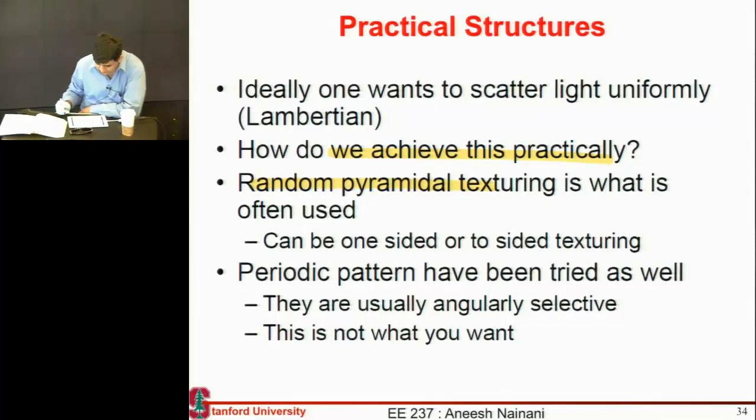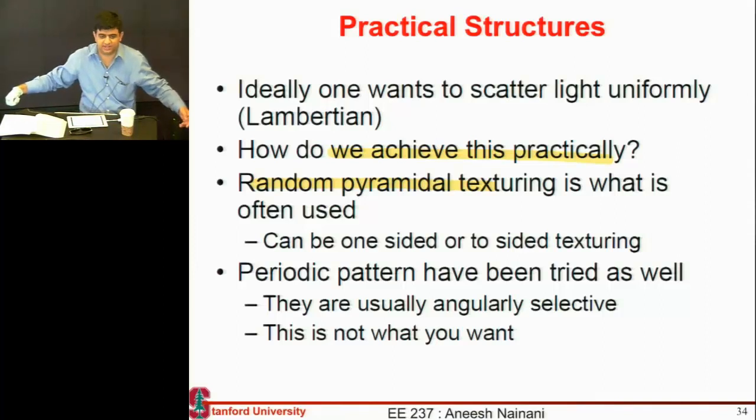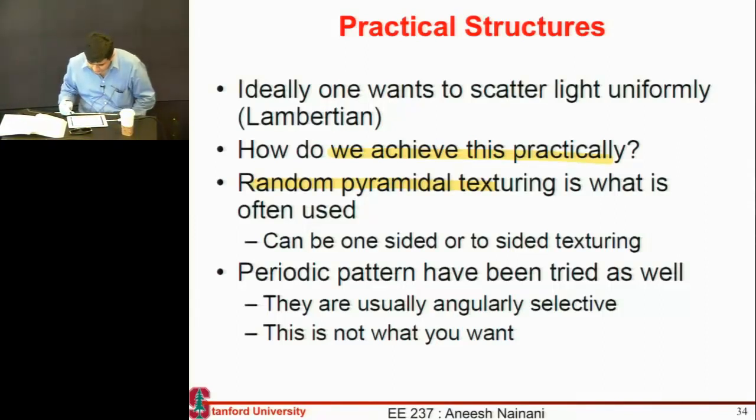And it could be on one side, or on both sides. A lot of the time you take the whole thing and dip it into the etchant, so it's done on both sides. And then periodic patterning has also been tried. In fact, the PERL cell from UNSW, which holds the record for efficiency at around 25%.